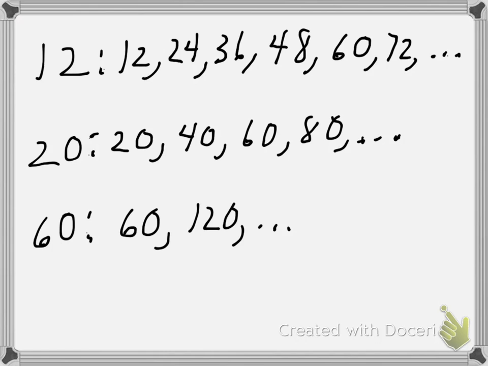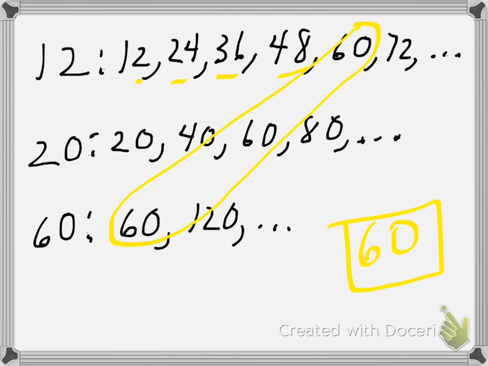Another way to find the least common multiple or least common denominator is to simply list the multiples. So that simply means 12 times 1, 12 times 2, 12 times 3, counting by 12s. And then 20, 40, 60, 80, and then 60, 120. We can see that all 3 of them have 60. So by doing this, we also see that 60 is our least common denominator.